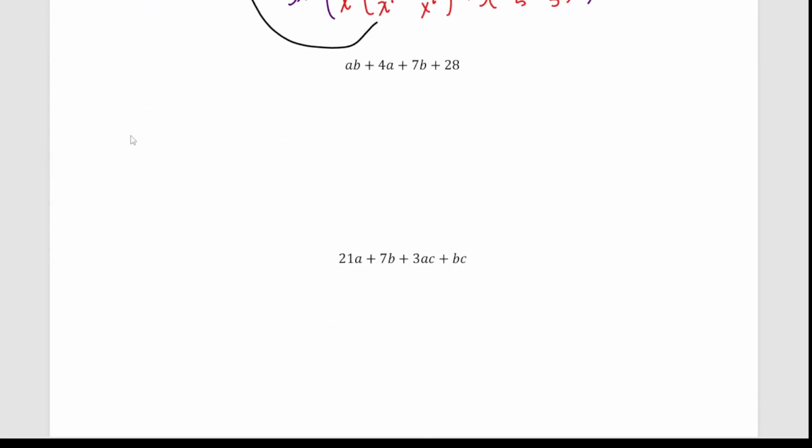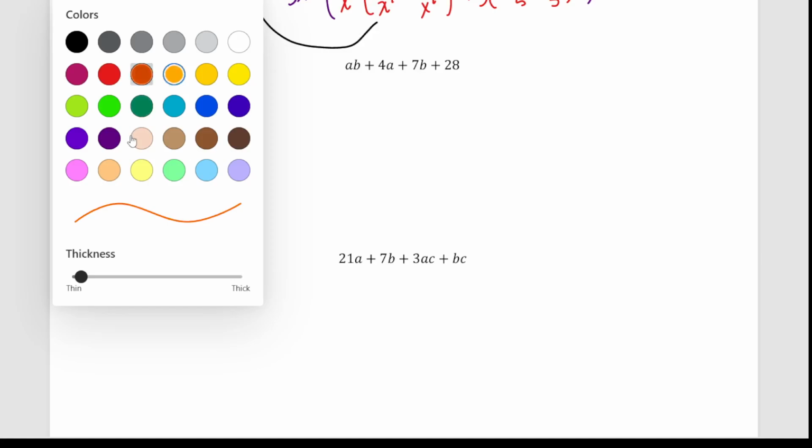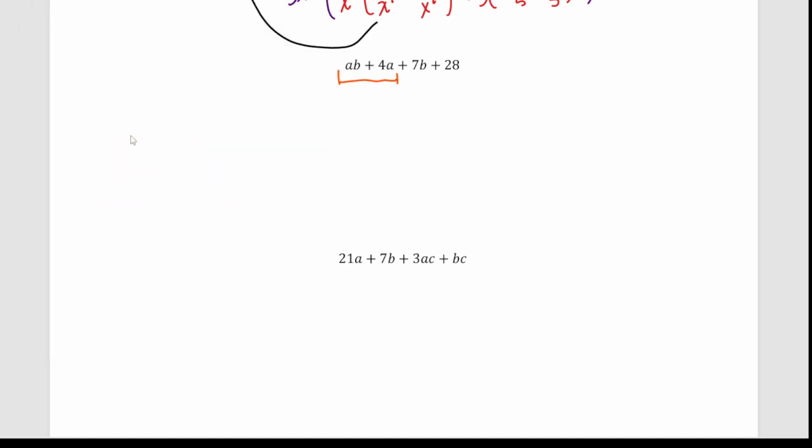For this next problem, we want to ask ourselves the same initial question, which is, do they have a greatest common factor between all 4 terms? This time they do not. So instead I'm going to go ahead and jump to my 2 groups.